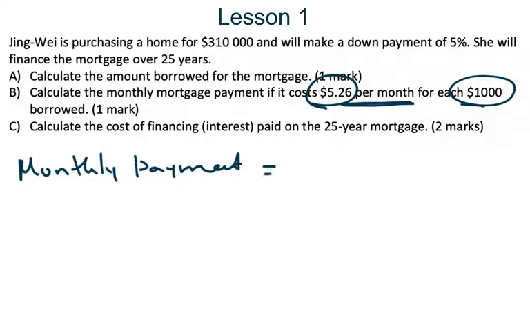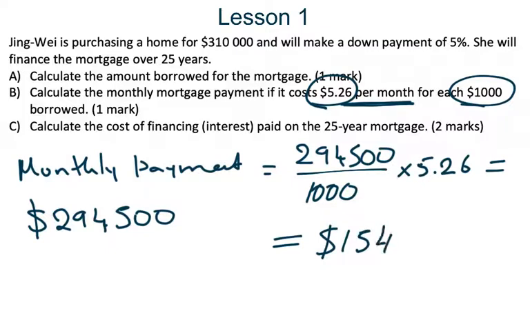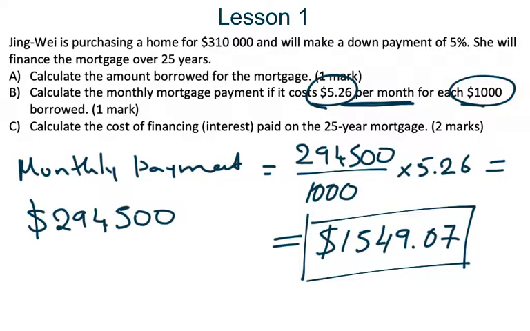okay, it's going to be the amount that she'll borrow. Remember, this is not what she borrows now, right? From question 1, we found that what she borrows is this one. So the amount that she's going to borrow divided by 1,000 to convert into thousands, and then times the 5.26 that we have here. So this will give you 1549.07, okay, which is a reasonable amount for a monthly mortgage payment.